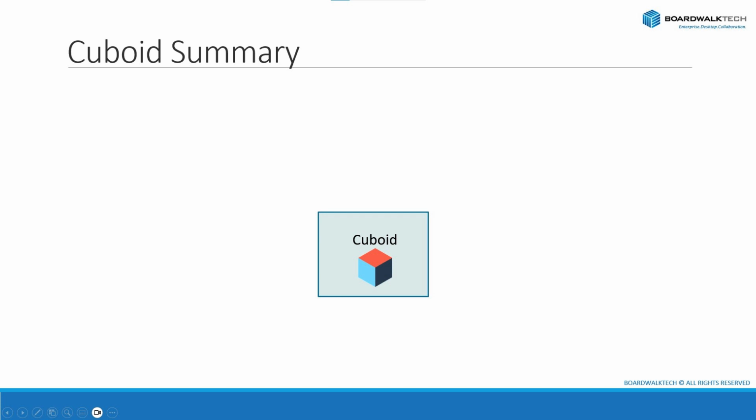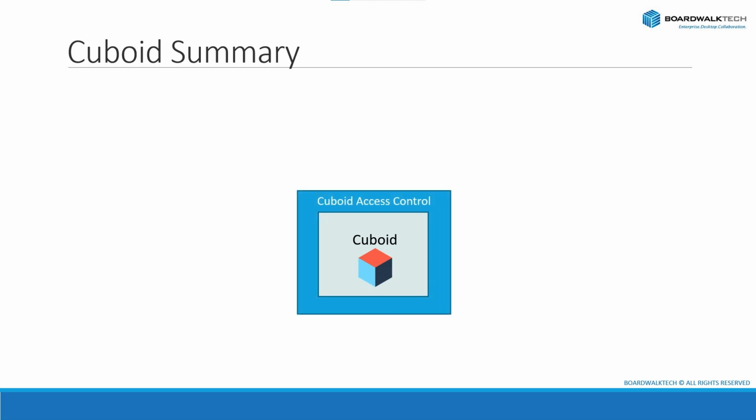At the heart of the Boardwalk systems is the Cuboid, which is the Boardwalk table. Each Cuboid corresponds to a worksheet range of data. To get to the Cuboid data, one needs to be provided with access to the Cuboid. This is where Cuboid access control comes in. Users who have not been given access to the Cuboid will not be able to access the Cuboid and hence will not be able to see the data.